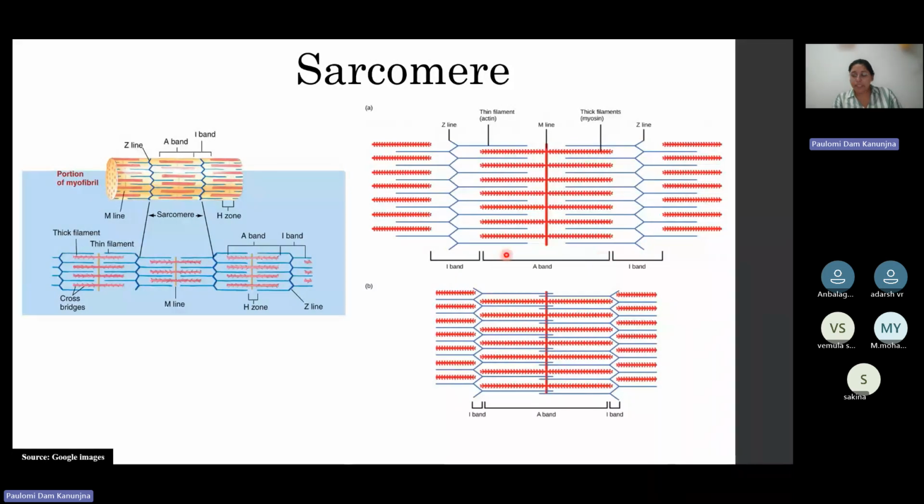The A band basically is the starting and the end point of a thick filament or myosin. Where is the myosin? The red ones. So you need to hold one end of myosin and the other end of myosin. That is basically your A band.